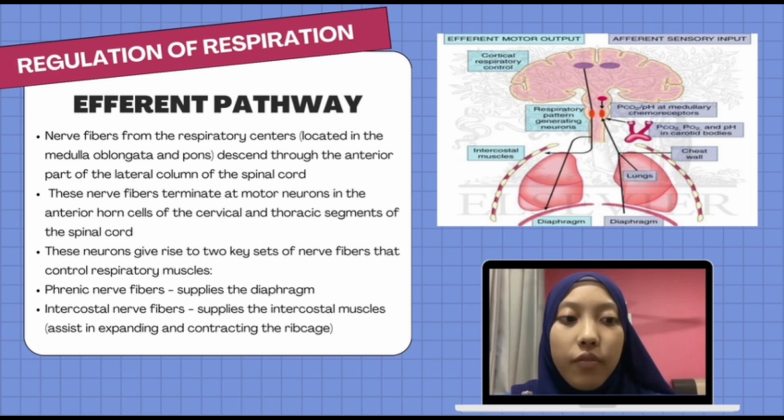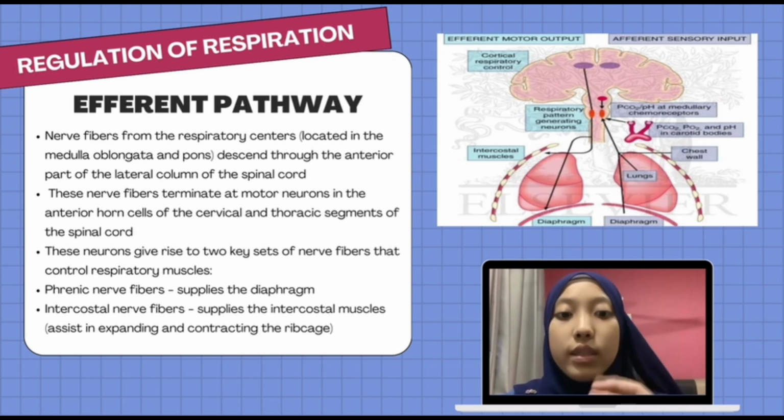So the efferent pathway is the nerve fibers from the respiratory centers located in the medulla and pons that descend through the anterior part of the lateral column of the spinal cord. These nerve fibers terminate at motoneurons in the anterior horn cells of the cervical and thoracic segments of the spinal cord. These neurons give rise to two key sets of nerve fibers that control respiratory muscles, which are phrenic nerve fibers and intercostal nerve fibers.